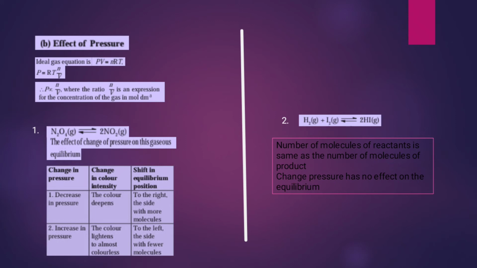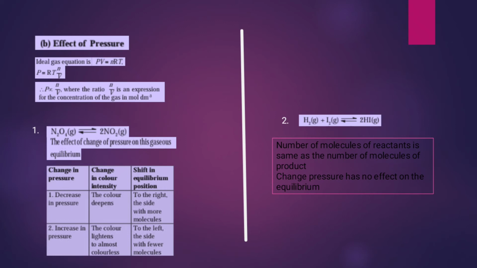Now if there is an increase in pressure, then what will happen to the color intensity? The color lightens to almost colorless. Now the equilibrium position will shift to the left, that is to the reactant side with fewer molecules. In a reversible reaction, the forward reaction takes place with increase in the number of molecules, but the reverse or backward reaction takes place with decrease in the number of molecules.